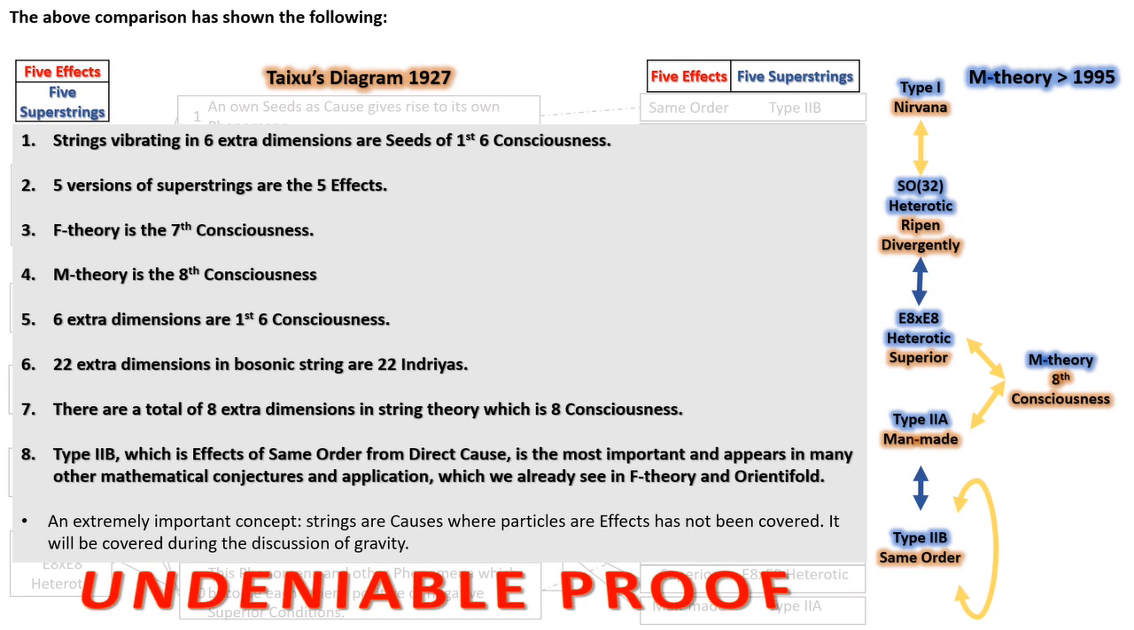8. Type 2B, which is effects of same order from direct cause, is the most important and appears in many other mathematical conjectures and applications, which we already see in F-theory and orientifold. An extremely important concept, strings are causes where particles are effects, has not been covered. It will be covered during the discussion of gravity.